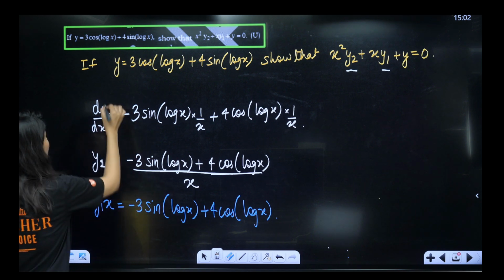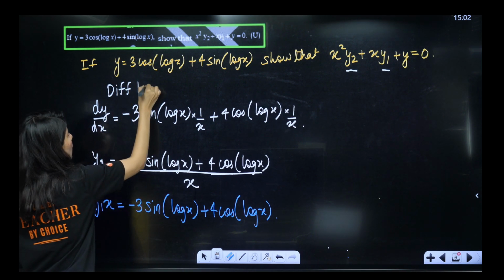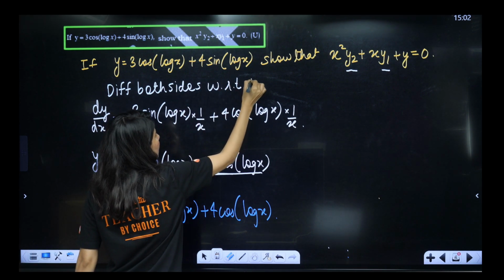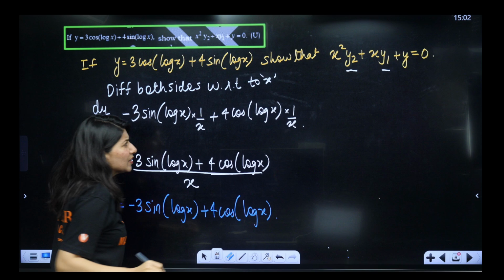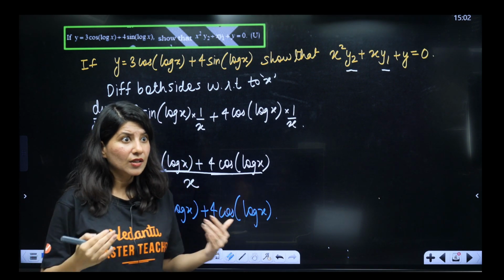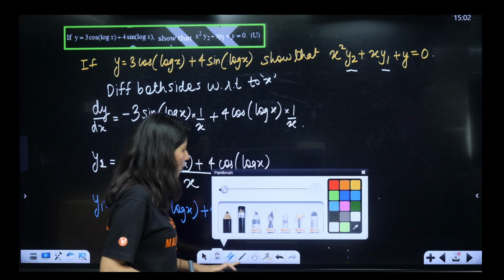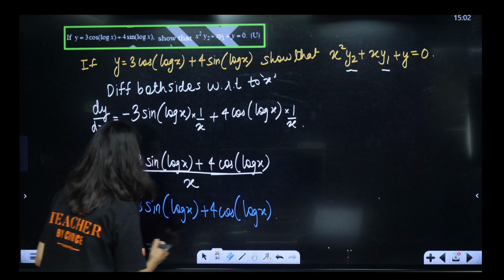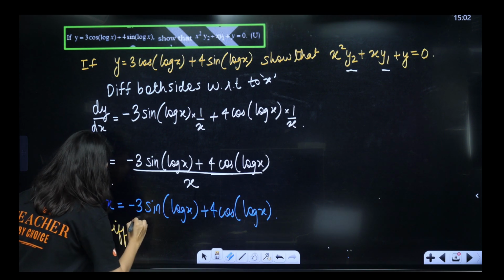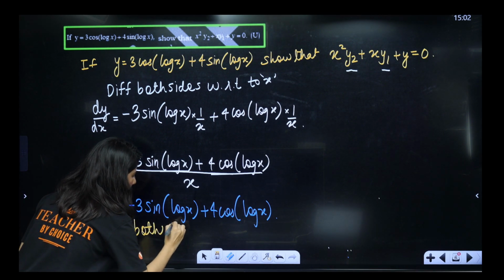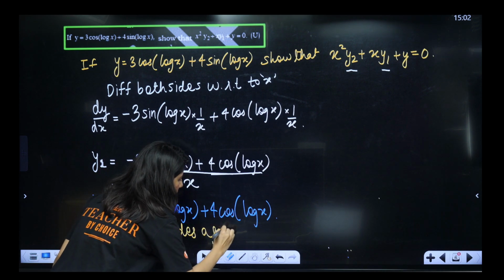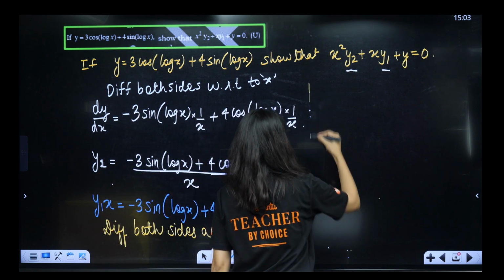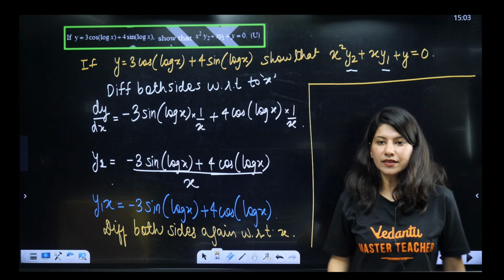Also, here you have to write differentiating both sides with respect to x. Just remember, you don't have to overdo these steps, but you can't be underdoing the steps. Write all the necessary steps. Now, after this you will be differentiating both sides again with respect to x. All right, clear? Let's do it.